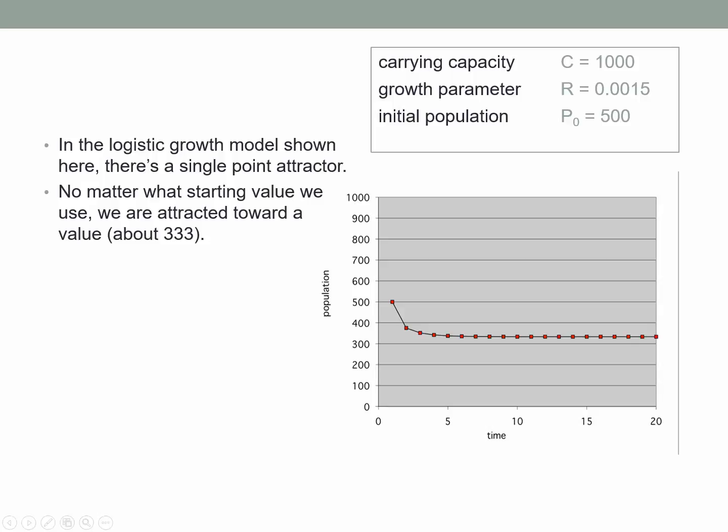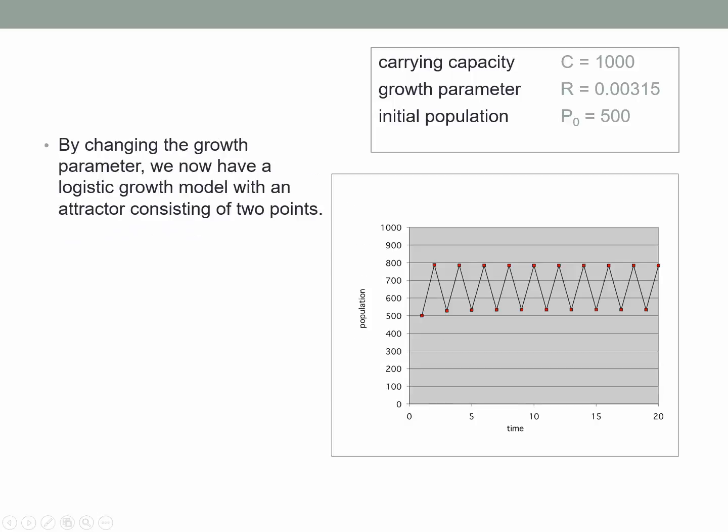Okay, now I'm going to stick with logistic growth models, but I'm going to change the model in one way. I'm going to change the growth parameter, just as you did when you were examining this sort of thing with a spreadsheet. So now I've changed the growth parameter to 0.00315. That's the only thing I've changed. The carrying capacity is still 1,000. The initial population is still 500.